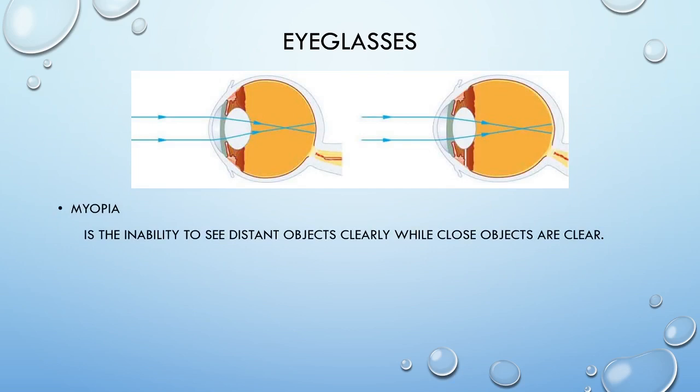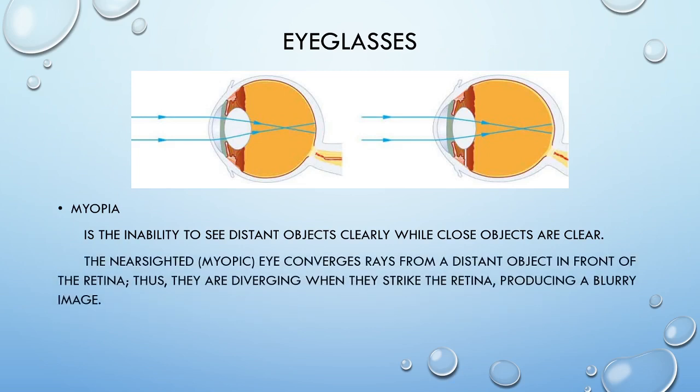Myopia is the inability to see distant objects clearly while close objects are clear. For our eyes to be able to see things clearly, the refracted rays must intersect or must be converged right on the retina. From the figure, we can see that the nearsighted or myopic eye converges rays from a distant object in front of the retina. Thus, they are diverging when they strike the retina, producing a blurry image.